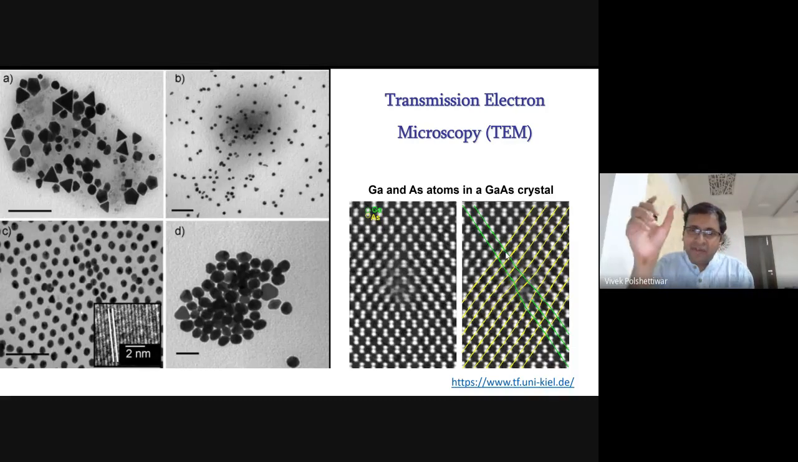And by knowing that D, I can find out what is the crystal structure of that material, right? So that's how you get the information about the crystal structure in the TEM. You don't need to even do the PXRD now.